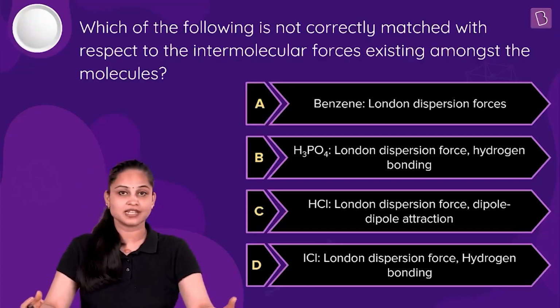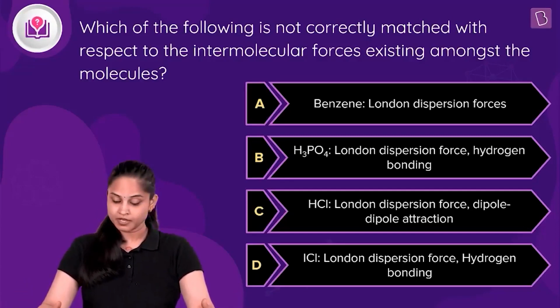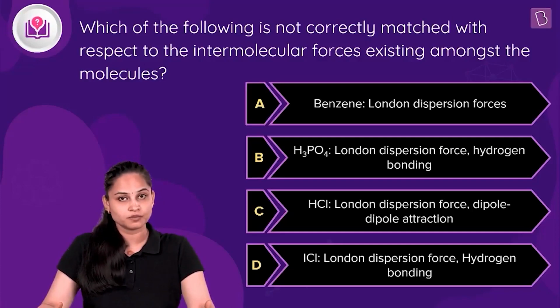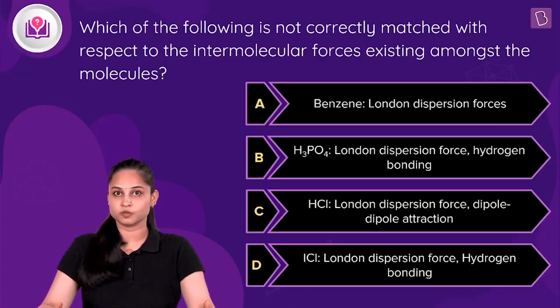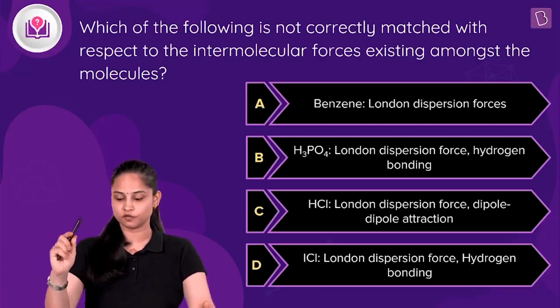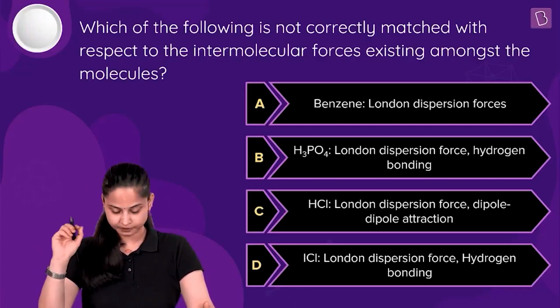So we actually say it as instantaneous dipole-dipole attraction also. Okay. So if I talk about statement A, benzene, it is a non-polar molecule, so it will have London dispersion force. Absolutely right. It will have only London dispersion force. Option number A is actually right. I mean to say it's correctly matched.